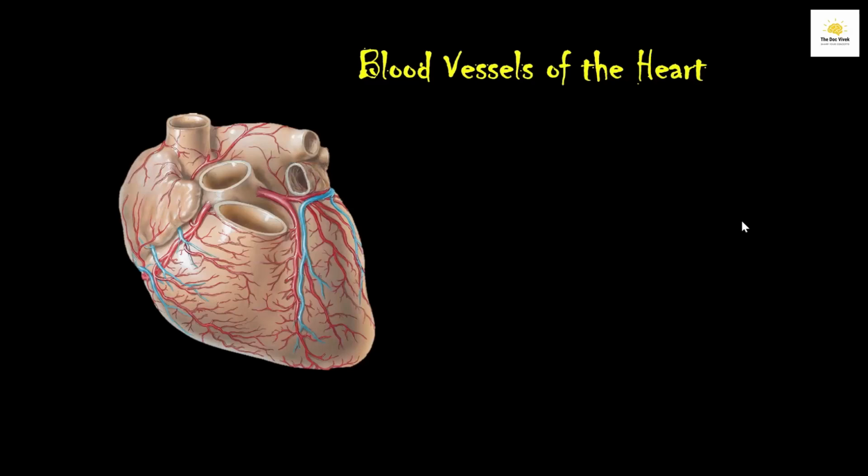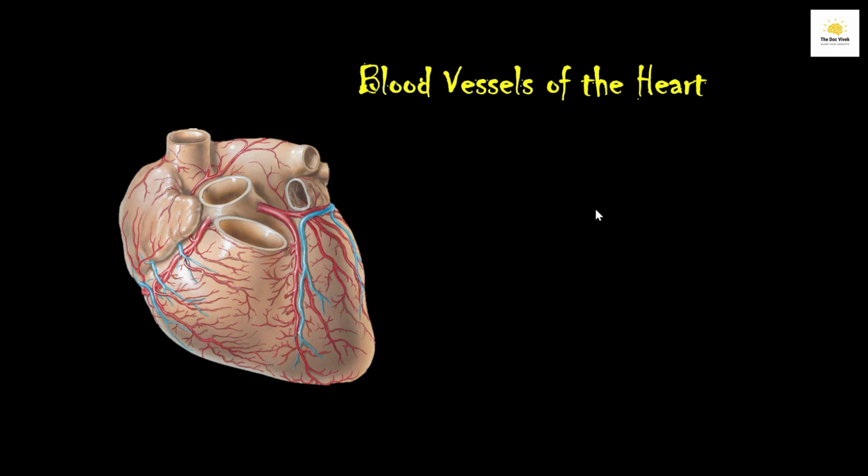So welcome again, doctors. This is the second part of our topic, which is blood vessels of the heart. In the first part of this topic, which we completed before, we tried to cover all the arteries which supply our heart. In this part of the video, we will try to cover all the veins which drain blood from the heart. If we talk about the veins of the heart, we will see that the majority of heart veins join together to form a common vessel, which is known as the coronary sinus.